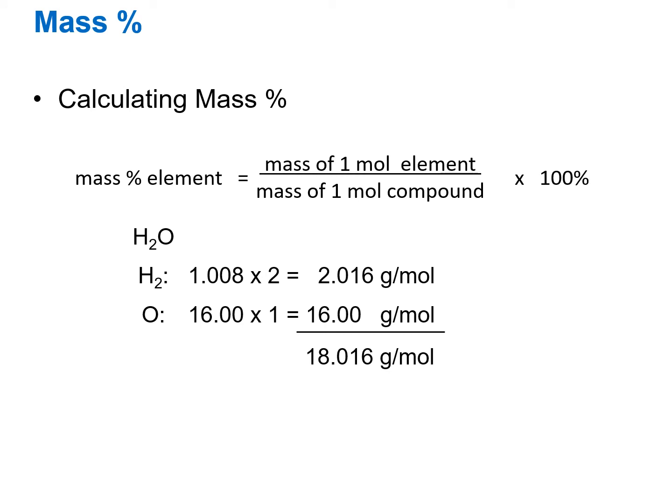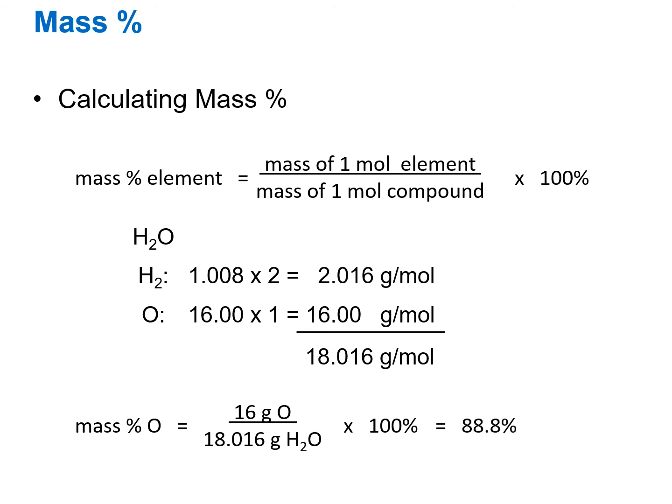So if we look at our formula, we would say that the mass percent of oxygen is the mass of oxygen over the mass of water times 100. And when we do this math, we end up with oxygen coming in as a percentage of the mass of water, 88.8%. So that's how you would calculate the mass percent of an element in a formula, using the formula mass.